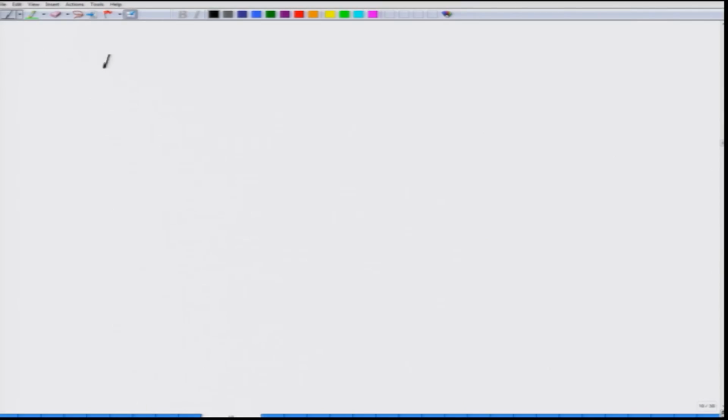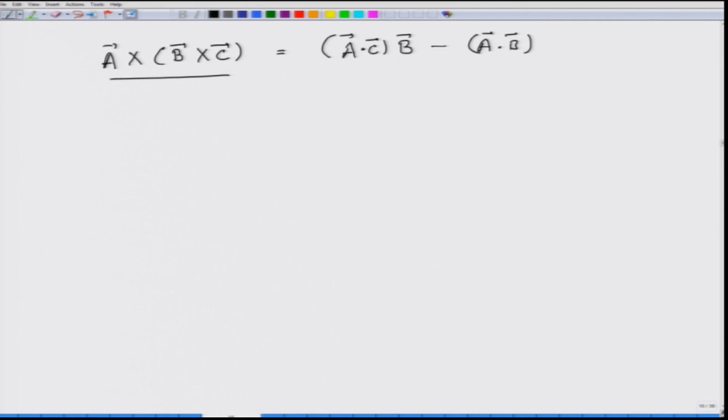Let me use another problem where I will use these symbols. Let us see what A cross B cross C is, how it can be expressed easily. I am going to show that this is A dot C times vector B minus A dot B times vector C. Let us see how I can do that.